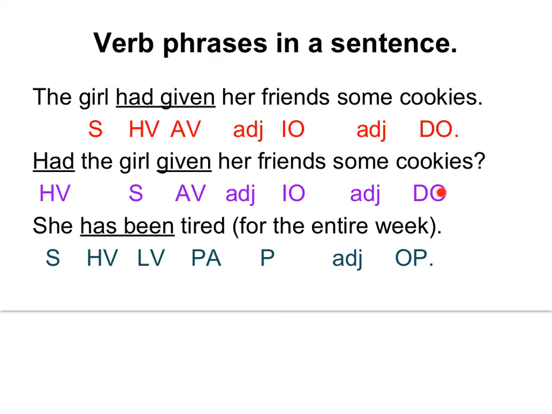And then finally, she has been tired for the entire week. She is my subject. Then I have, again, a verb phrase with 2 verbs that ends with a main verb, in this case a linking verb, and then everything before that is a helping verb. What has she been? She has been tired. There's my predicate adjective. And then we've got a prepositional phrase.